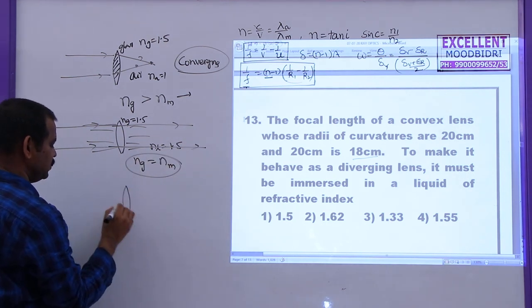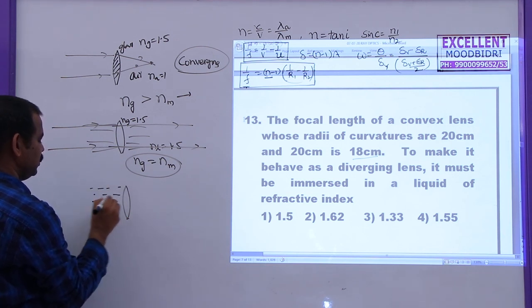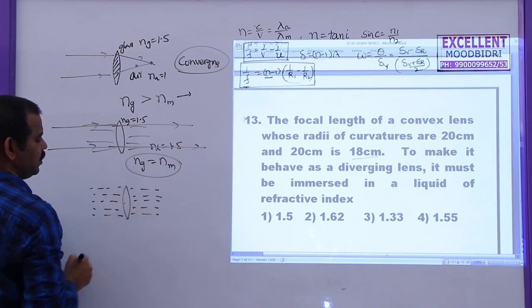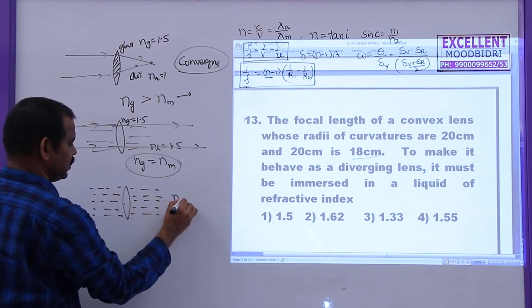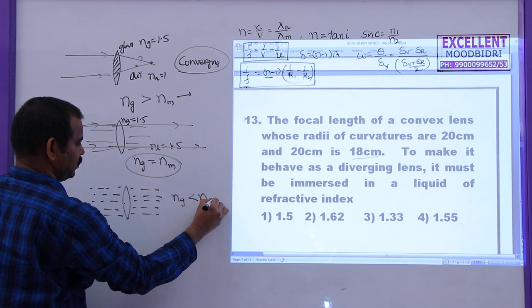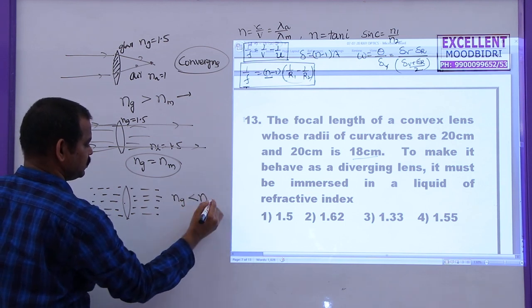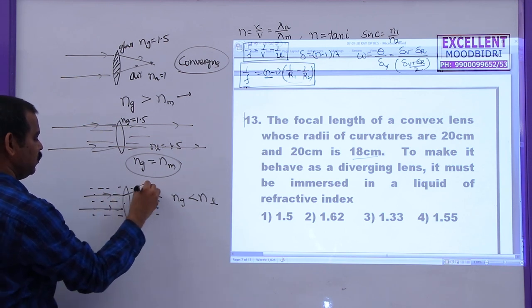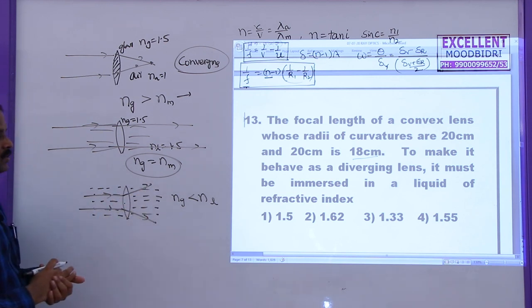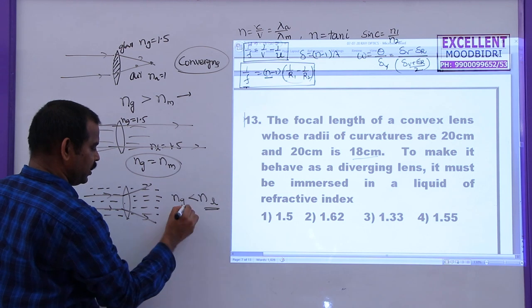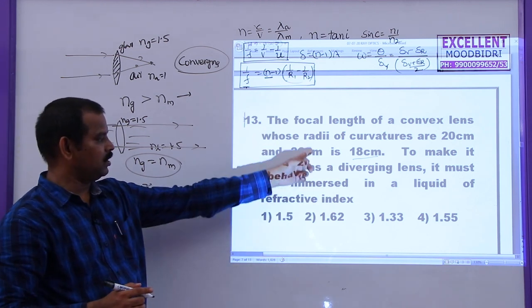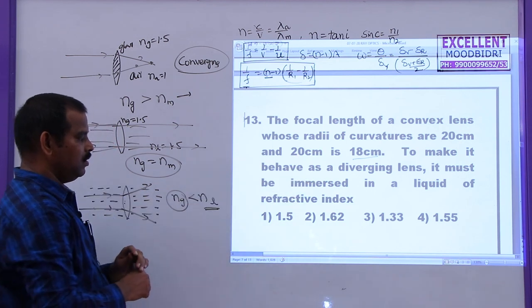Suppose this lens is placed in a medium whose refractive index is greater than the refractive index of this glass, that is n_g less than n_medium, here it is given as n_liquid, then the light rays which are coming here will diverge instead of converging. So this value should be greater than the refractive index of the material of this lens. In this problem, the focal length is given, radius of curvature is given, find out the refractive index.